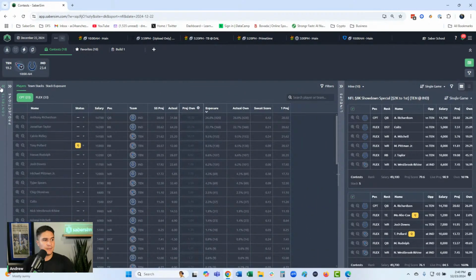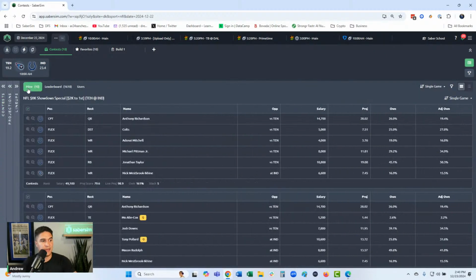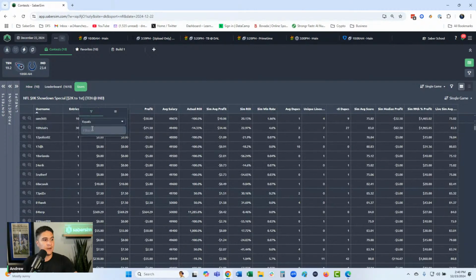Okay, cool. Pull this up. And for these, I'm still only entering a small number of lineups, because I told you guys that's what I do for Showdown. I just can't build lots and lots of good Showdown lineups. I've tried, believe me.